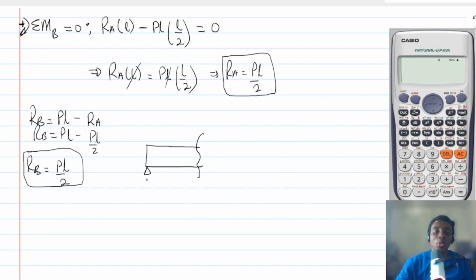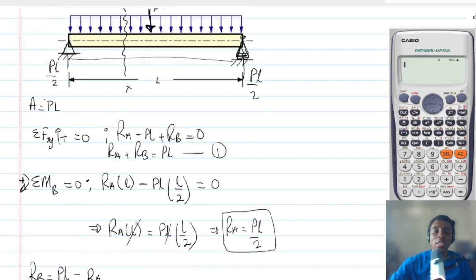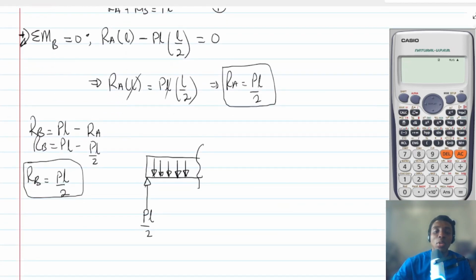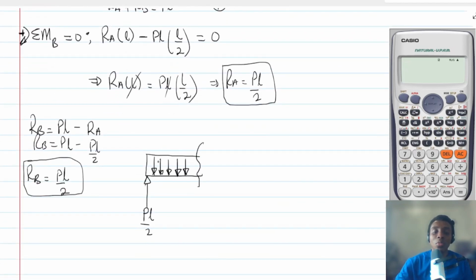And then the load that we have here is what? PL over 2. That is the reaction. But don't forget that there is this UDL here. Even if you take a portion here, look at it carefully, it is still there. So now this is what we are going to do.